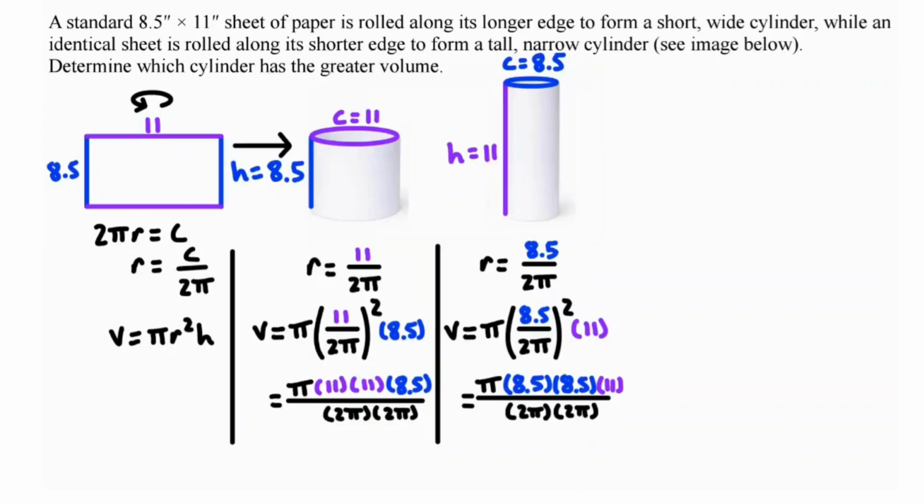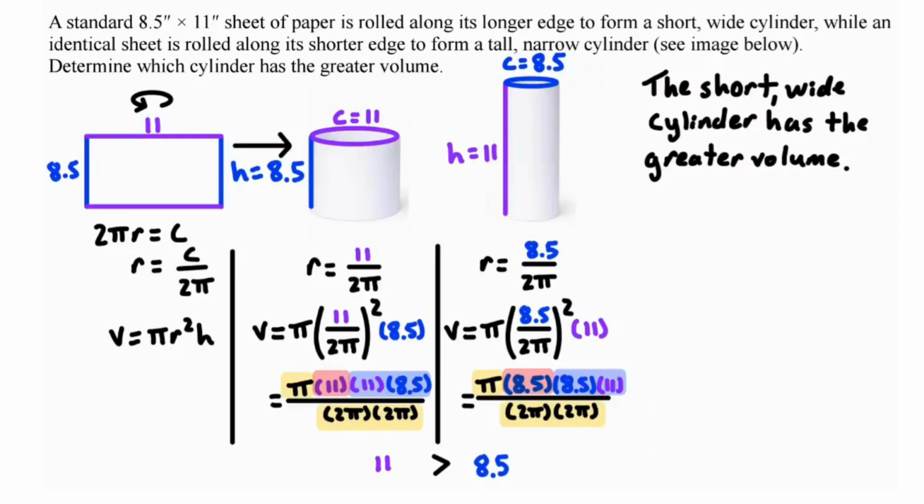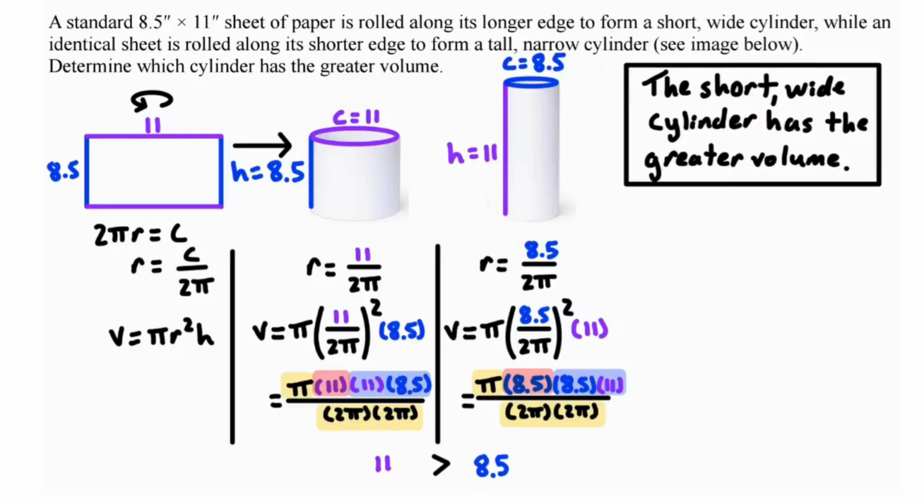Since we're determining which cylinder has the greater volume, we actually don't need to calculate the numerical value. We just need to compare these two. If we compare these two, we notice that they both have the highlighted pi divided by 2 pi times 2 pi, and they both have an 11 times 8.5, the highlighted blue part. So the only thing that differs is the highlighted red part, the 11 and 8.5. If we compare these two, 11 is greater than 8.5. Therefore, the short and wide cylinder has the greater volume.